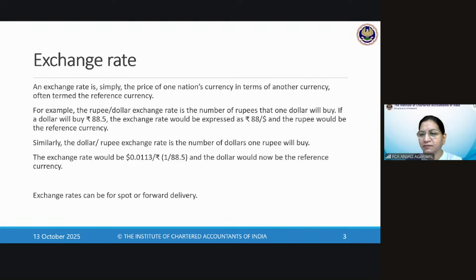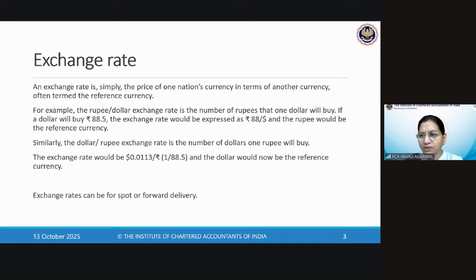You must be aware that with globalization, a lot of companies are also allowed to invest in India. And therefore, we need to know what should be the foreign exchange rate of different currencies against our own home currency. So what is an exchange rate? An exchange rate is simply the price of a nation's currency in terms of another currency, which is often termed as reference currency.